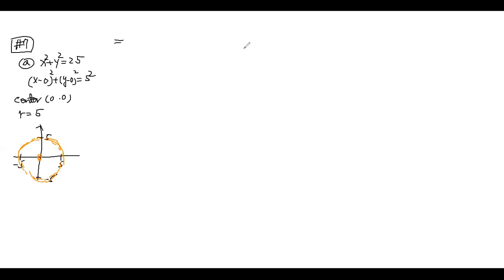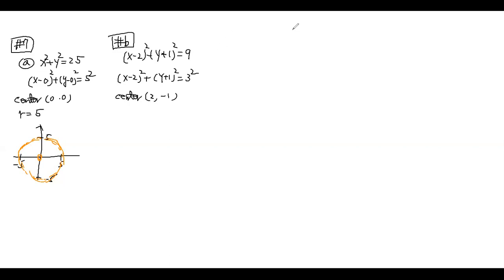The next one is also pretty straightforward. They give you (x minus 2) squared plus (y minus 1 plus 1) squared equals 9. So this will be (x minus 2) squared plus (y plus 1) squared equals 3 squared. So where is the center? The center will be (2, negative 1).